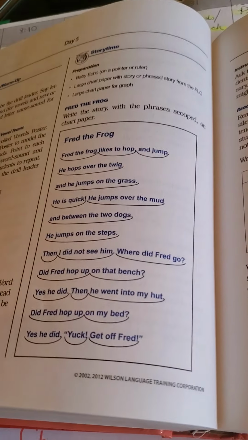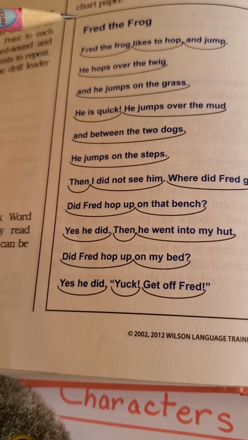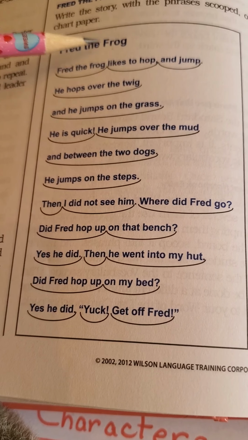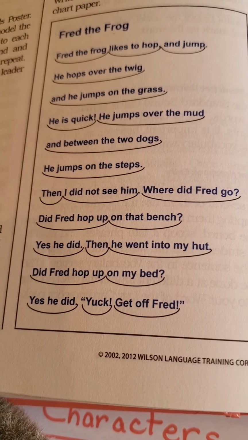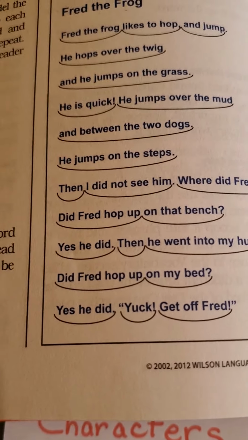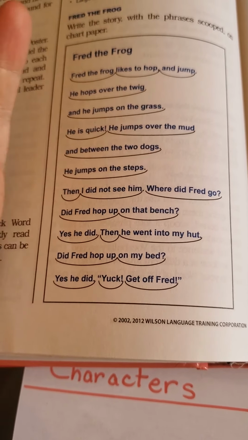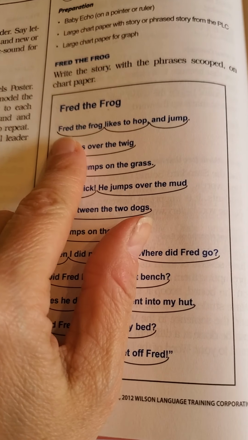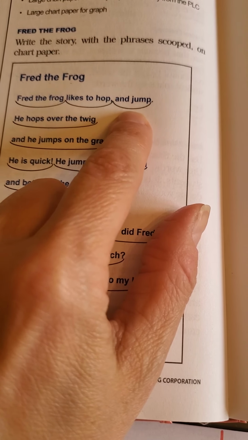We are going to read a story today about Fred the Frog. Here's the title, Fred the Frog. If you notice, the important words in the title have a capital letter. That happens with all stories. Okay? So, whenever you have trouble with a word, of course, you tap it out. Here's the name, Fred. We could tap it out if we're stuck. Fred. Fred the Frog likes to hop and jump.